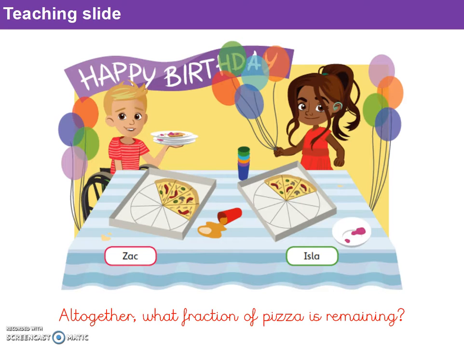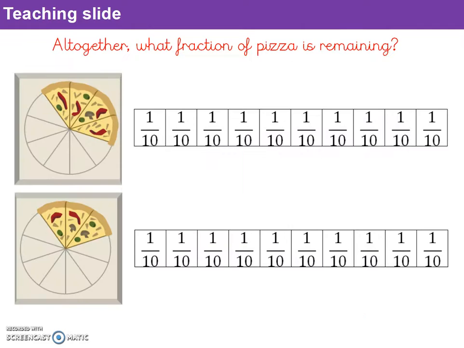So originally when that pizza arrived, there would have been 10 slices for each box. That instantly tells us that we're going to be working with a denominator that's going to be tenths or 10. So now we know that we're working with tenths. Our big question now is, well, what fraction is actually left? How can I work this out?